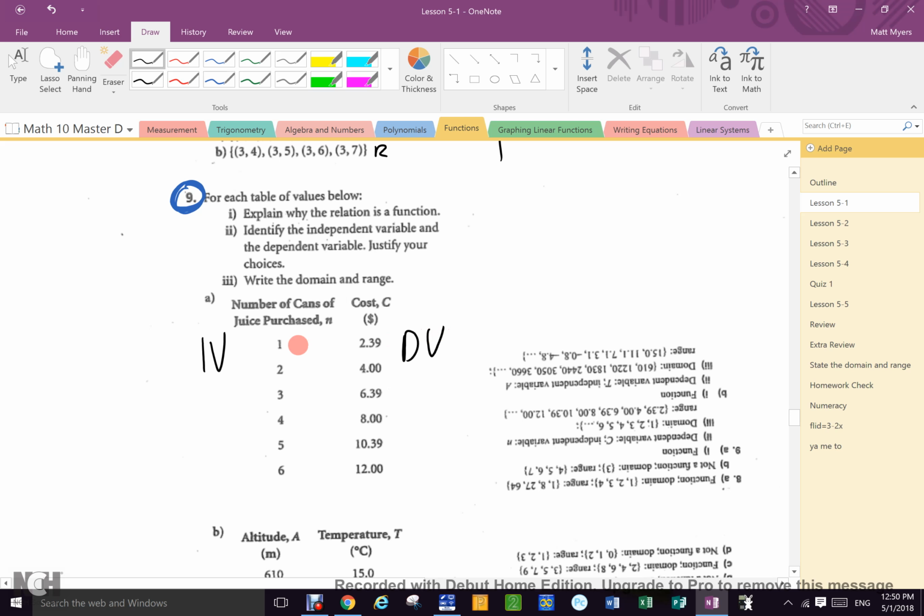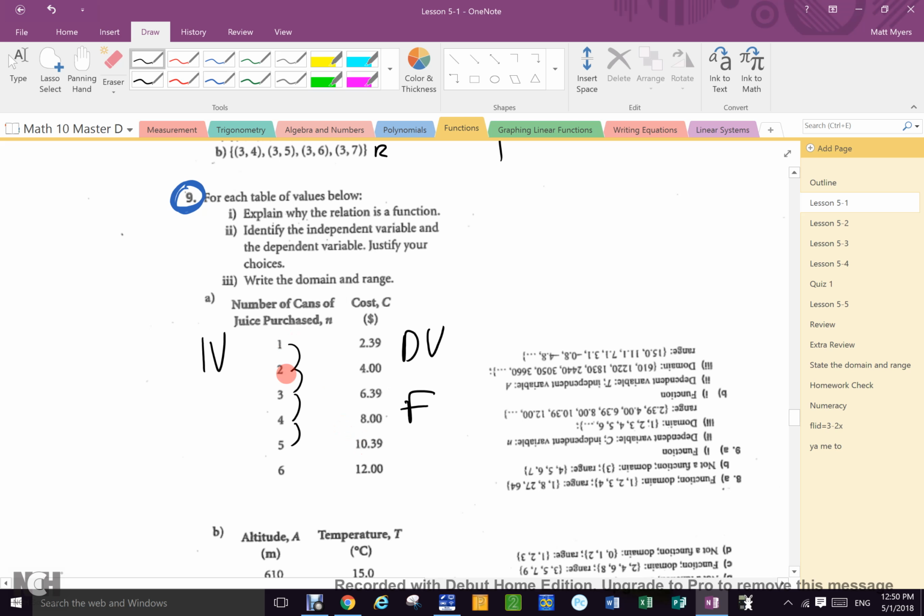And it's a function because every time I get another can of juice, the price goes up. And they're never going to be the same. If I buy 5 cans of juice, I'm obviously paying more than if I bought 4 cans of juice. Everybody understand? So that is a function. This is the domain. This is the range.